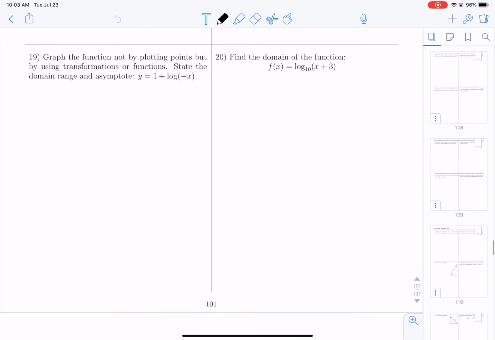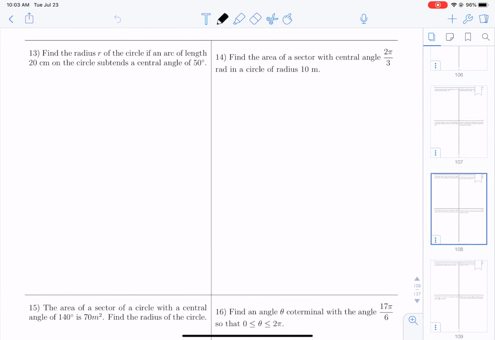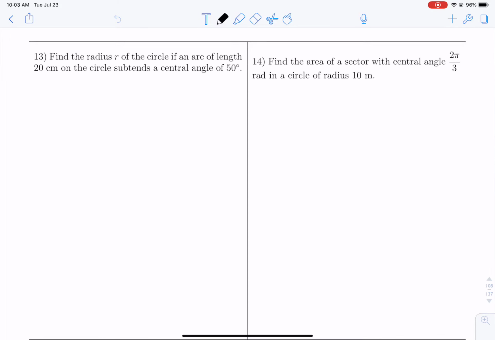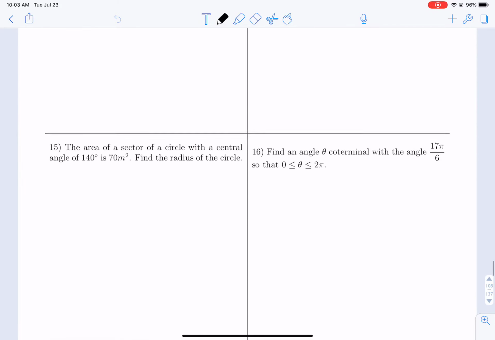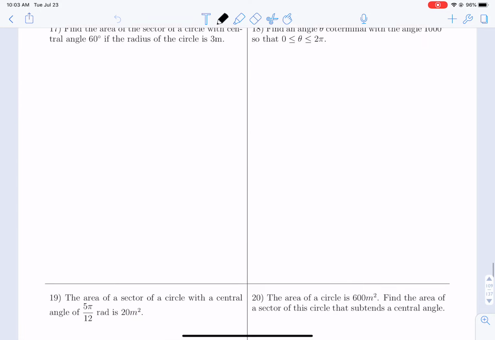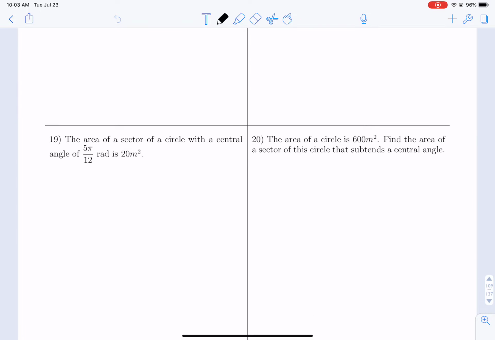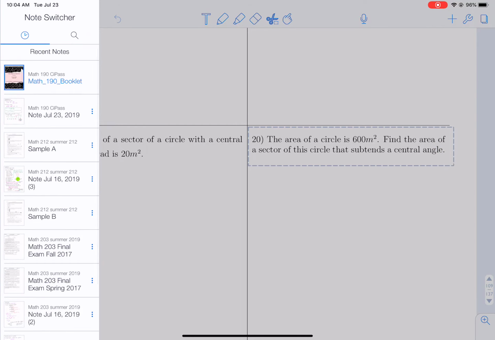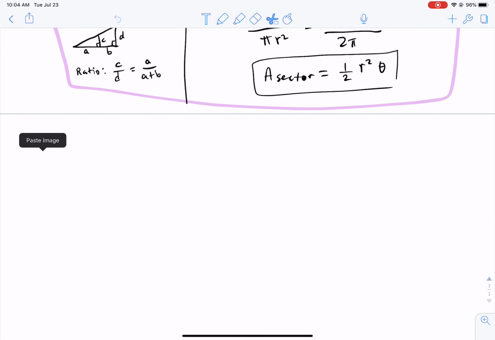Section 6. Let's see. It should be something like this. Do you remember which problem? So this is the booklet. We have 13th, 14th, 15th, 16th, 17th, 18th, 19th, 20th. Okay, 20. Let me just copy this, and now let me go back. And here we are. This is from homework.